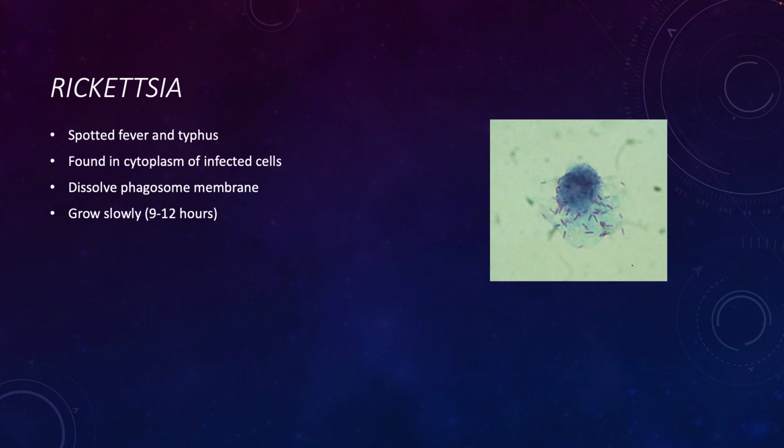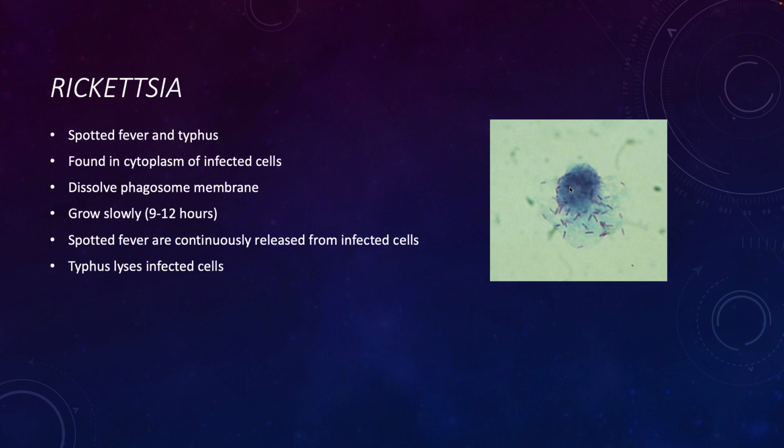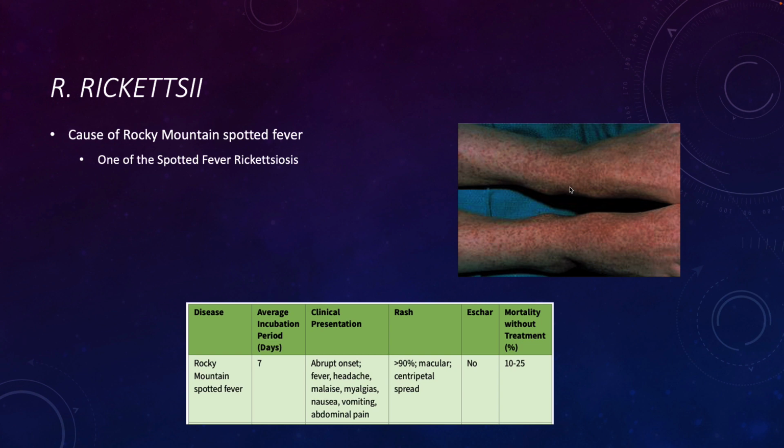lot of other pathogens. In patients who have spotted fever rickettsia, the bacteria are constantly released from infected cells, so they're constantly being shed and picked up by new cells, whereas the Rickettsia that cause typhus will lyse the infected cells. The first species in this genus that we'll talk about is Rickettsia rickettsii.